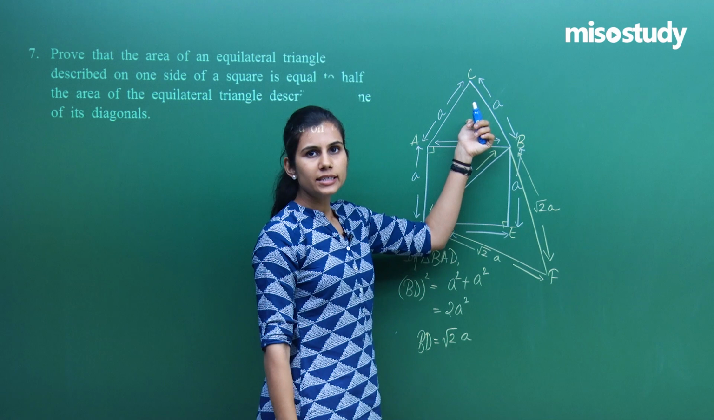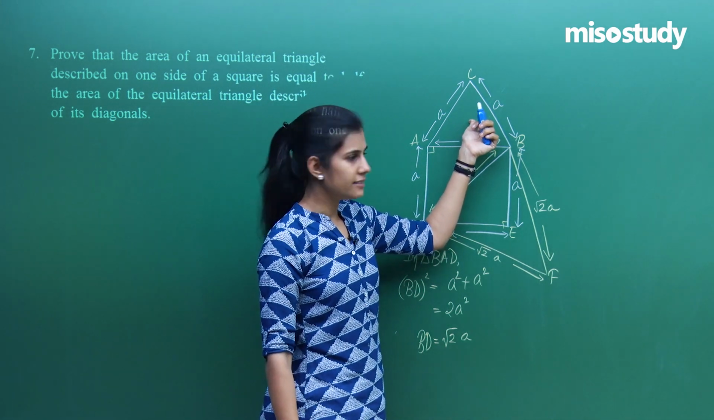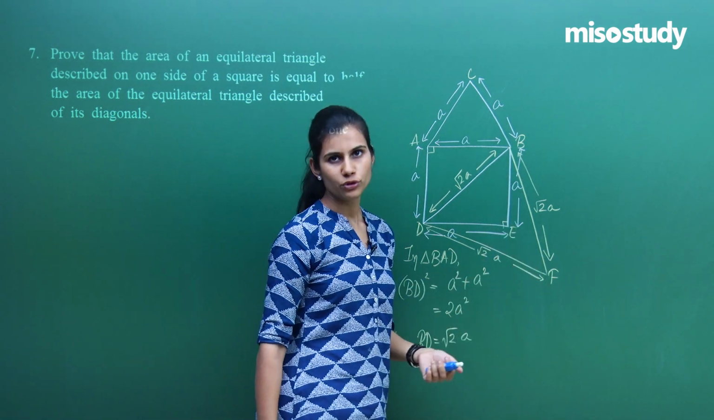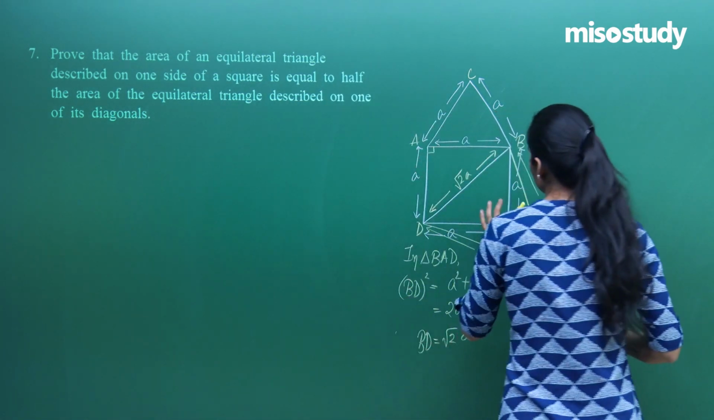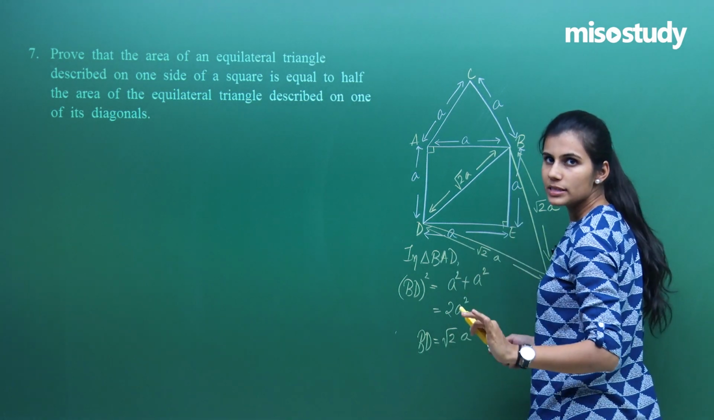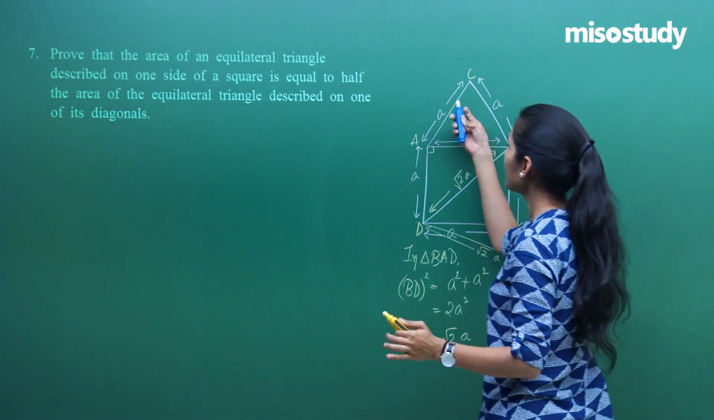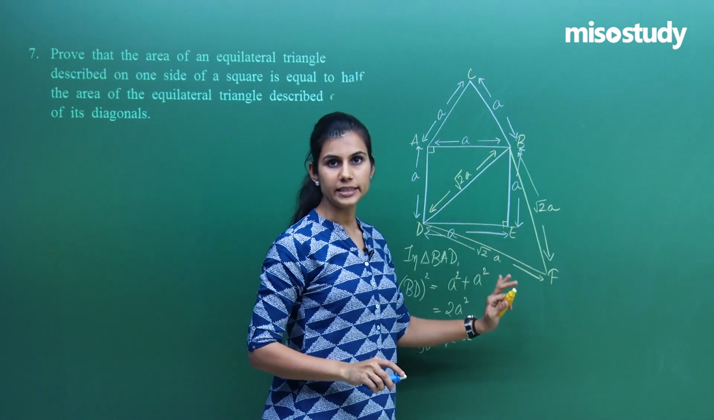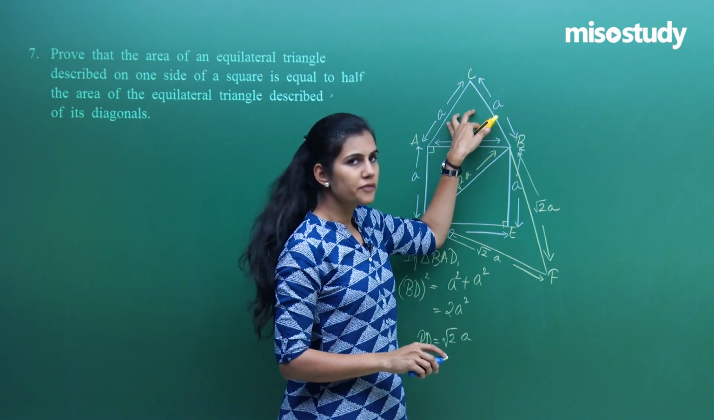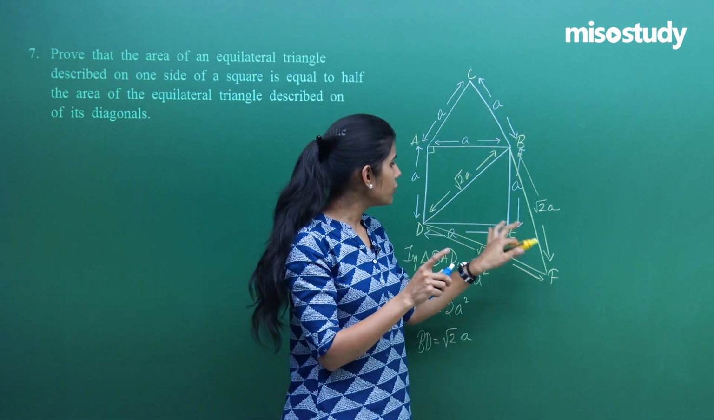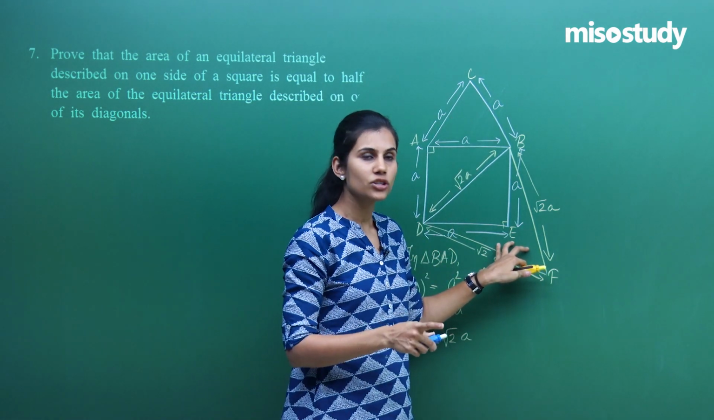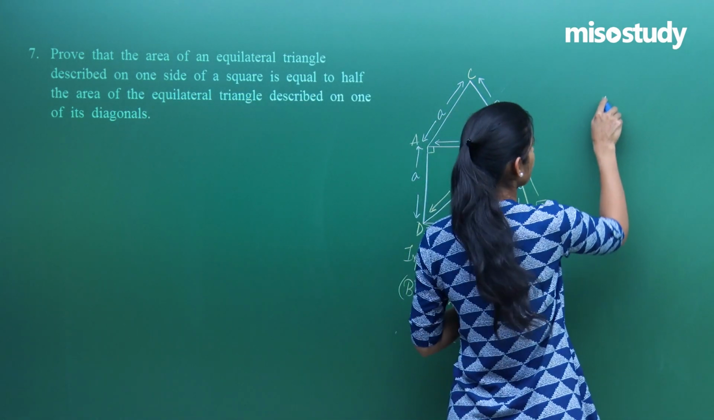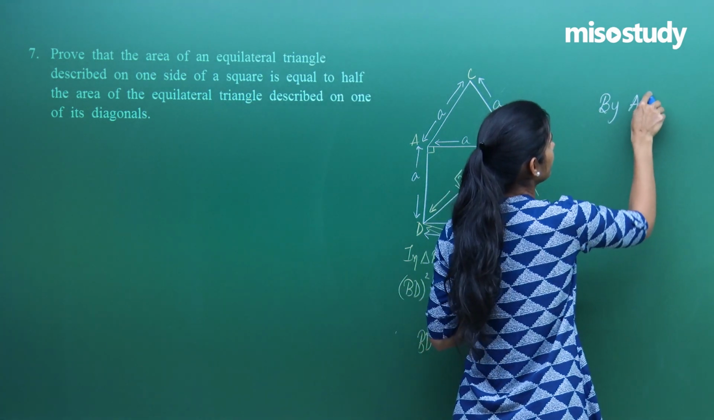So the equilateral triangle described on one of the sides of the square is of side length A. The equilateral triangle described on one of the diagonals of the square is of side length root 2A. Now, if you remember the concepts about equilateral triangles, if this is an equilateral triangle, each angle is 60 degrees. If this is an equilateral triangle, each angle is 60 degrees. So obviously, three angles of this triangle, 60 degrees each, are equal to three angles of this triangle, 60 degrees each. So by AAA similarity criteria, both these triangles are similar.